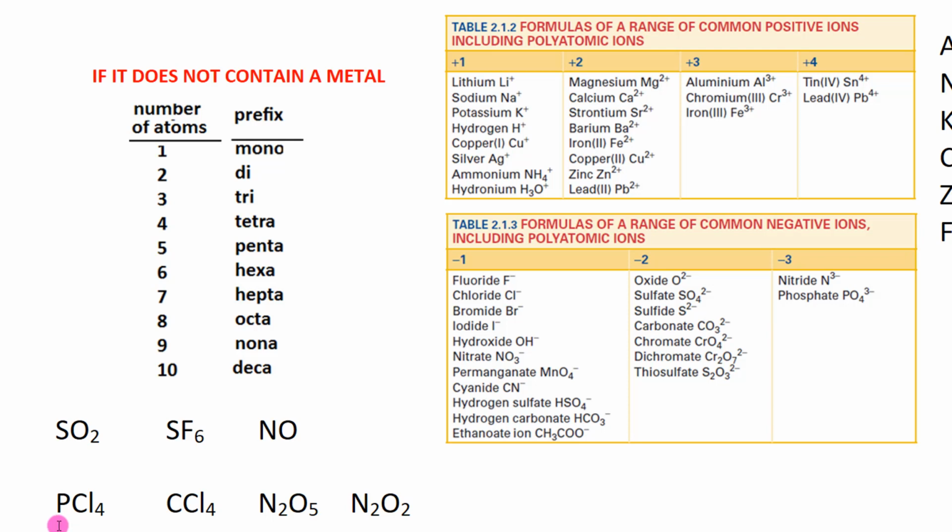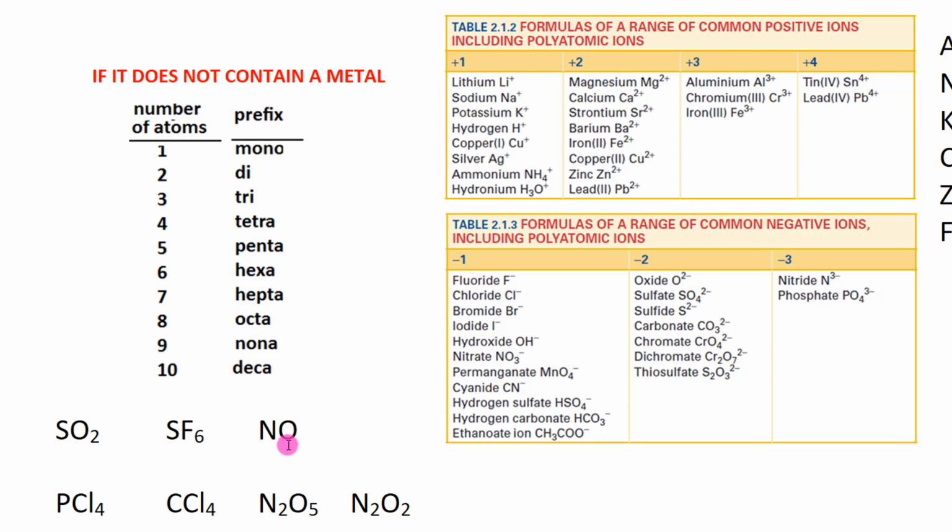Here we have 1 phosphorus and 4 chlorine. Chlorine's name will change to chloride. We do not need to use the prefix mono for the first element. So this is phosphorus tetrachloride. This one looks the same, so it is carbon tetrachloride.